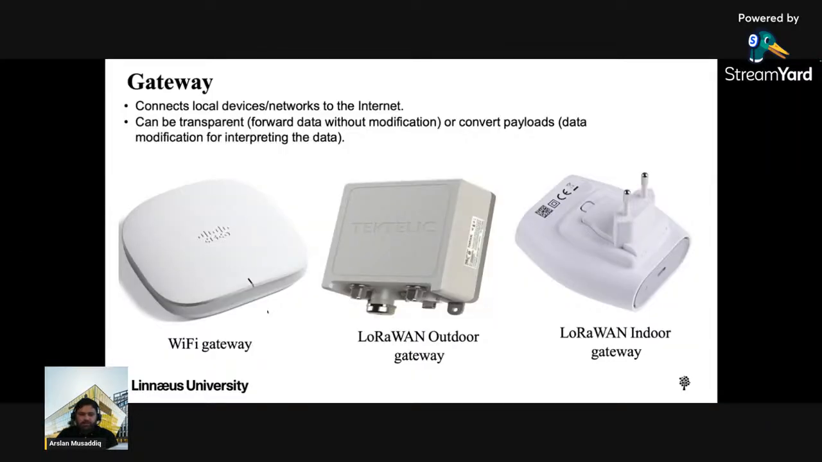And here you can see you can have a Wi-Fi based gateway or a LoRaWAN based gateway. What is LoRaWAN? It's a communication technology that uses sub-1 gigahertz communication frequency. You can have a gateway specifically designed for outdoor installation, or maybe you can have an indoor gateway as well.